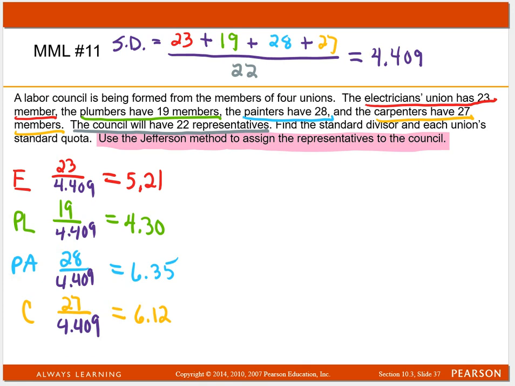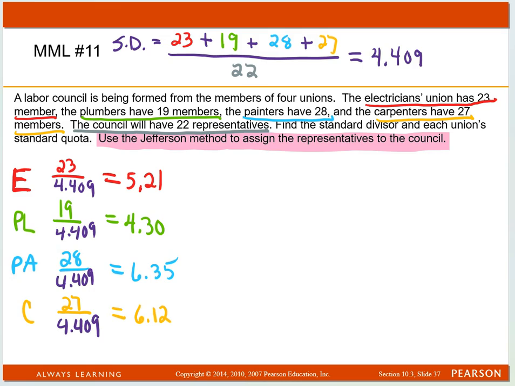Okay, for number 11, I went ahead and did a little bit of work to save myself a little time because I only have 10 minutes for this. You've got a labor council being formed from the members of 4 unions: the electricians, which I put in red, PL for plumbers in green, PA for painters in blue, and C for carpenters in yellow.